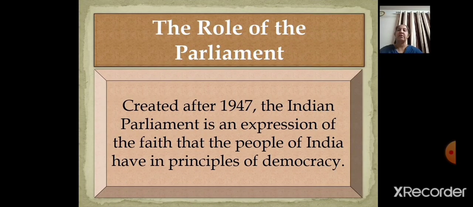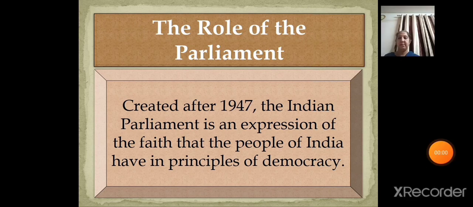Now let's begin with the topic, the role of the Parliament. Created after 1947, the Indian Parliament is an expression of the faith that the people of India have in the principles of democracy. See, these are participation by people in the decision-making process and government by consent. The parliament in our system has immense powers because it is elected. It is the representative of the people.